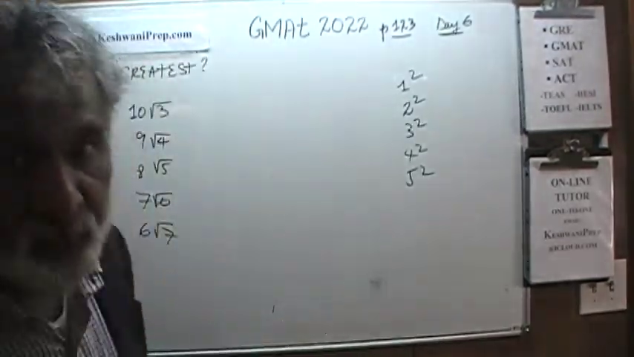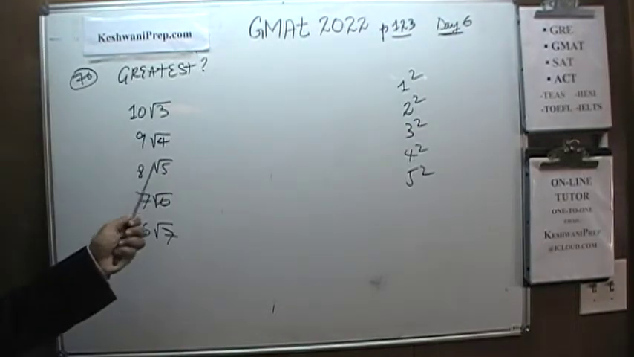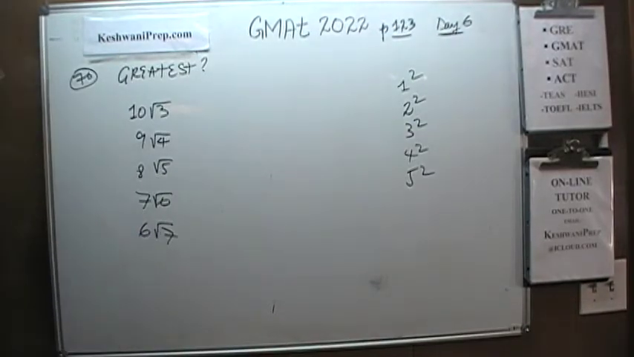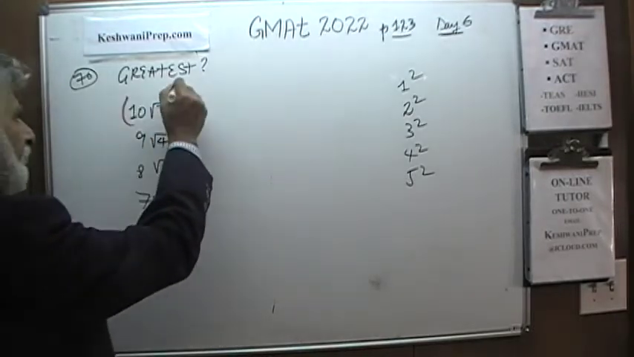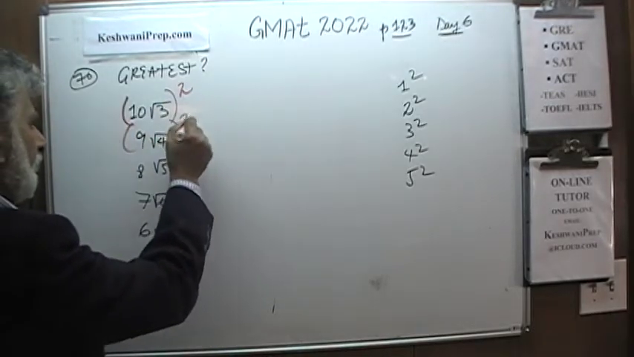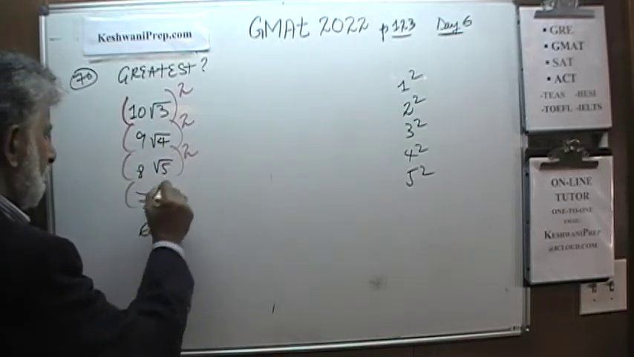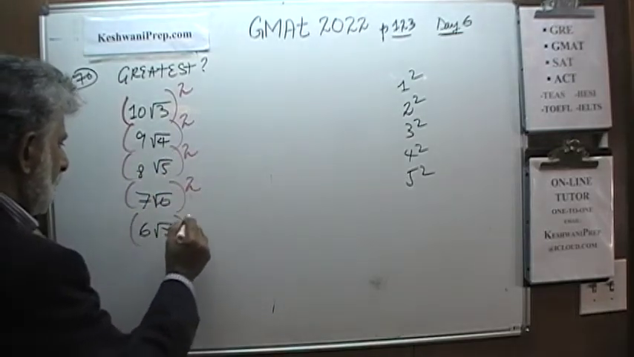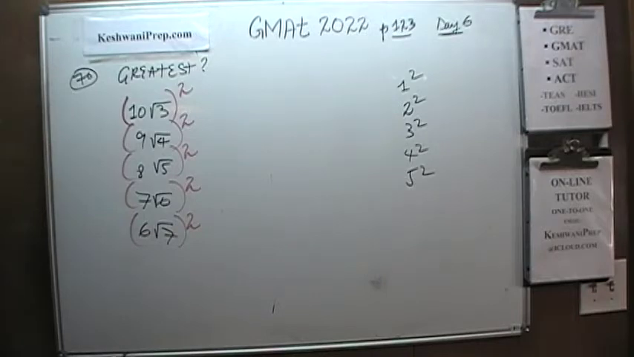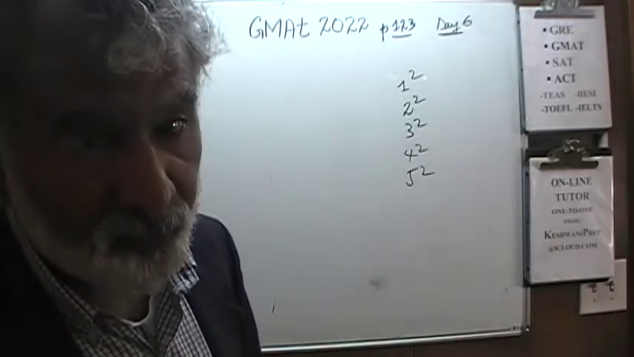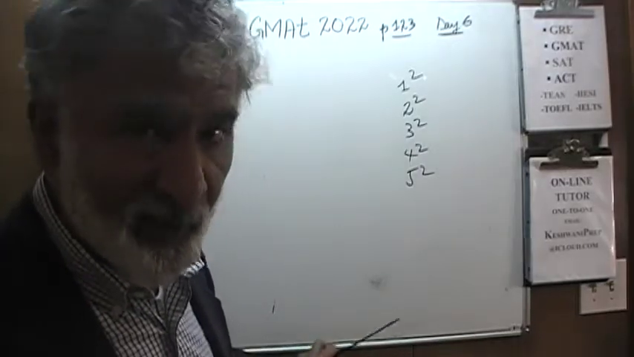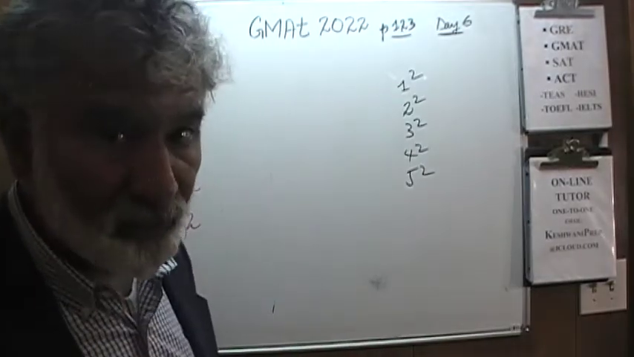Instead of dealing with these nasty numbers that are given to us, the square root of 5, the square root of 6, and the square root of 7, 3, and all of that, let's just square everything. Let's just square every single quantity. Because whichever one is the largest one will remain largest. We're not interested in how much it is, we just want to know that it is the largest one. What the actual value is, we really don't care.